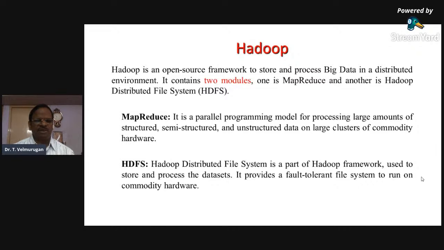Then what is the use of HDFS? HDFS is a part of the Hadoop framework, which is used to store and process data sets, and which provides a fault-tolerant file system to run on commodity hardware. MapReduce is the first phase and HDFS is the second phase of the Hadoop environment. First, initially the MapReduce operations are carried out. Then the HDFS operations are done in Hadoop.